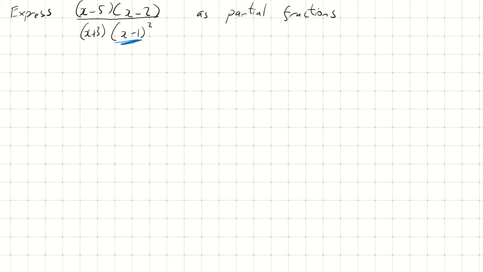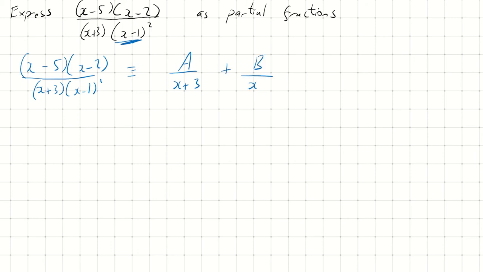Repeated because it's squared. So if we have a partial fraction like this, there's a standard form that we have to turn this into. So let's write this. (x − 5)(x − 2) over (x + 3)(x − 1)² can be rewritten as A over (x + 3), plus B over (x − 1), that's the repeated root, not squared, plus C over (x − 1)². So that's the general form of partial fractions for a repeated root. And we have to work out what A, B and C are.